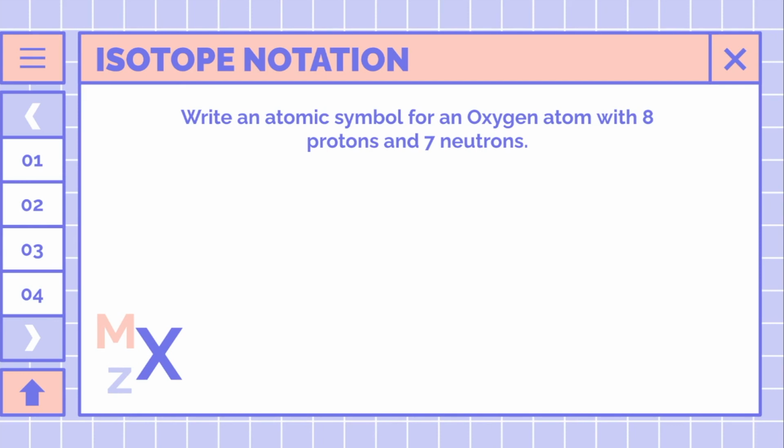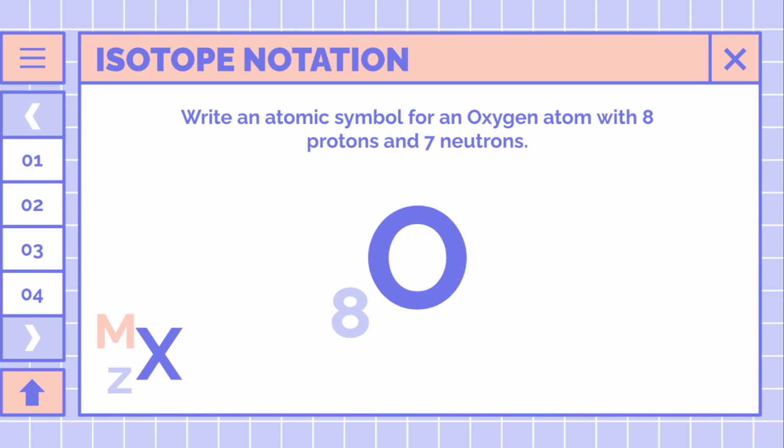Write an atomic symbol for an oxygen atom with 8 protons and 7 neutrons. First of all, we know that this is an oxygen atom, so let's write an O in the place of X. Okay, so oxygen has 8 protons and 8 electrons, so the number 8 will replace Z. A reminder that the Z is the number of protons in the isotope, so we're going to add the 8 on the bottom left. And finally, we need to replace our M, which is the mass number.